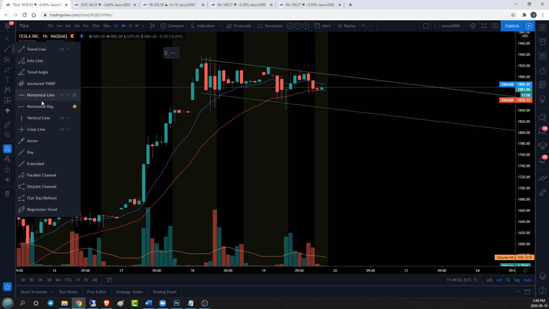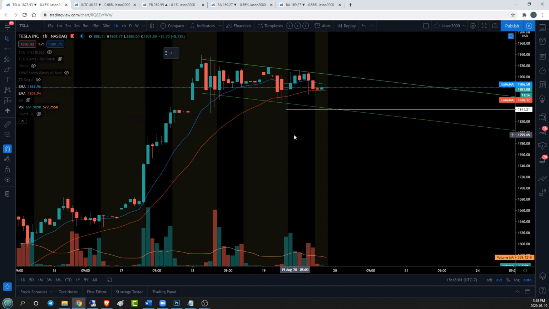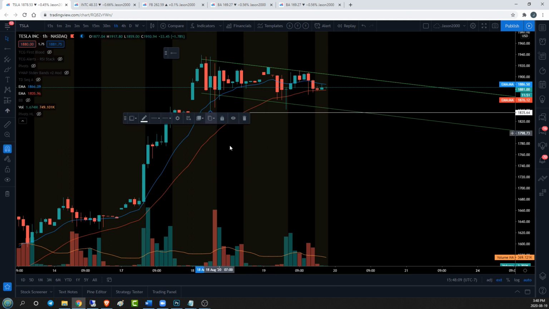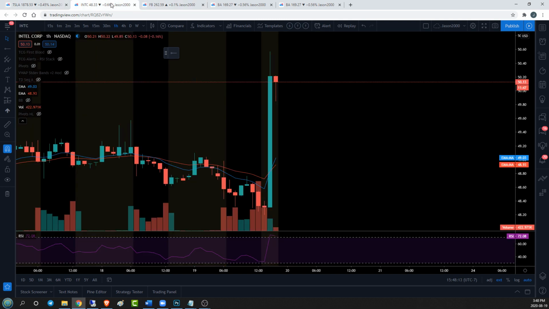For this to negate, we're going to need to see a loss of our key level 1841 and its happy little friend over here, 1835.64.